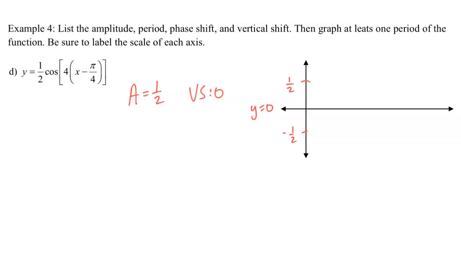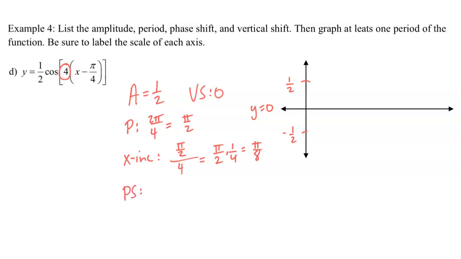Okay, next thing would be the period. The period is going to be 2 pi divided by b, which in this case has been factored out. So 2 pi divided by 4 is going to reduce to pi over 2. The reason that's helpful is so that I can find that x increment. So pi over 2 divided by 4, which again, just remember, is the same thing as multiplying by 1 over 4, and then multiply across to get pi over 8.